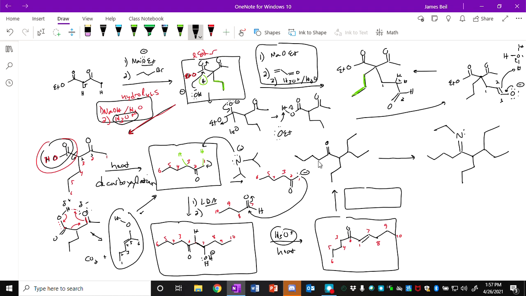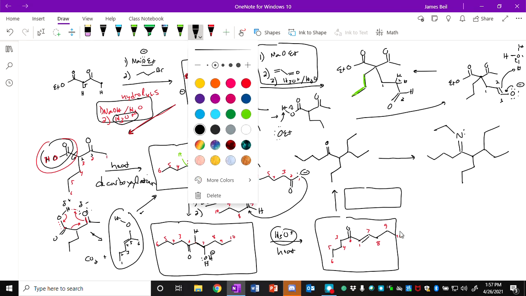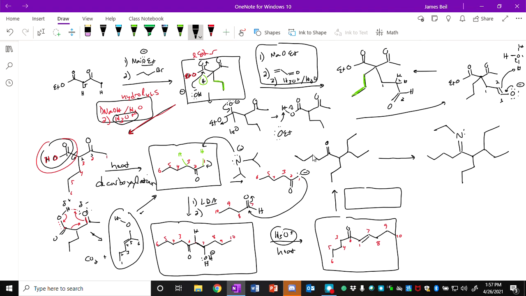And I probably followed through with that mistake here. Let's count these: 1, 2, 3, 4, 5, 6, 7, 8, 9. Yeah, there should be an extra carbon here, and that means there's probably an extra carbon there. Okay, so then how do I get from this structure to this one? Any ideas on what reagents we need here? Make this box a little bigger to get from here to here.